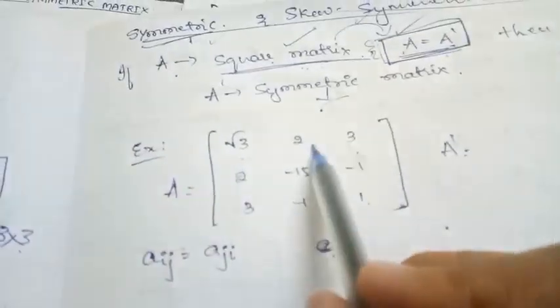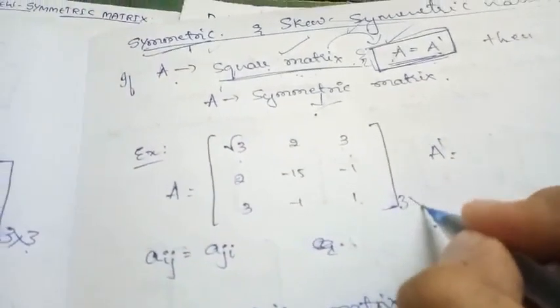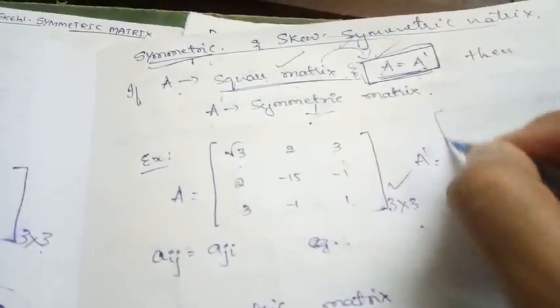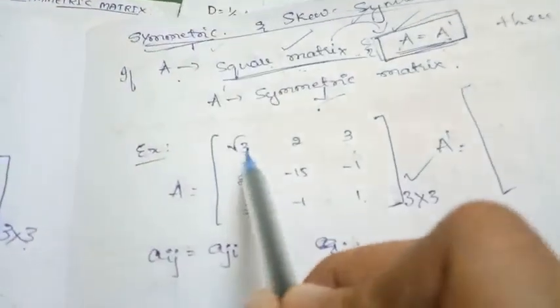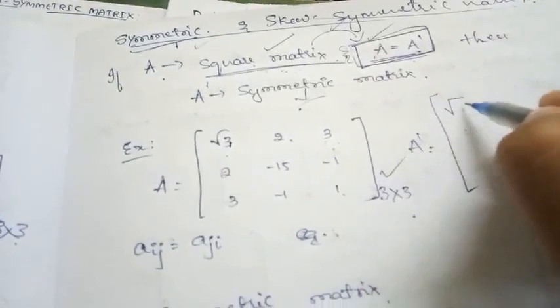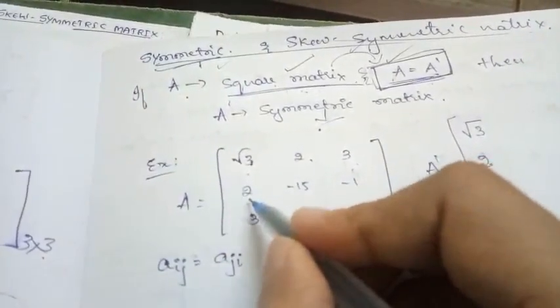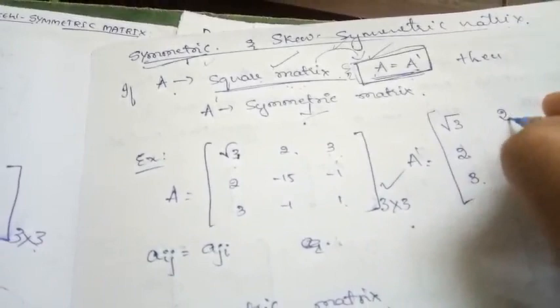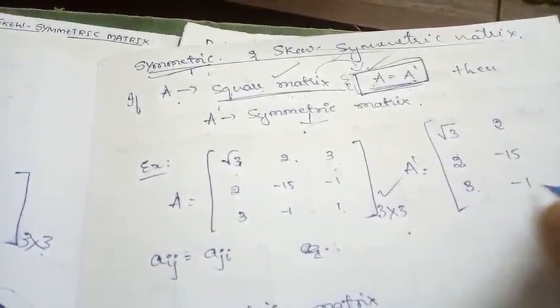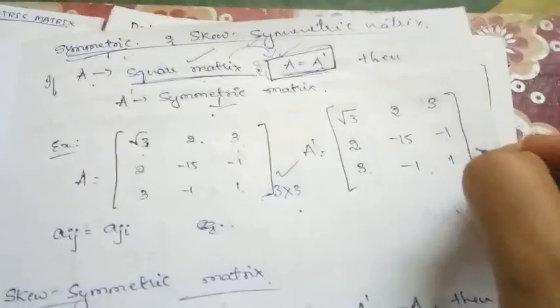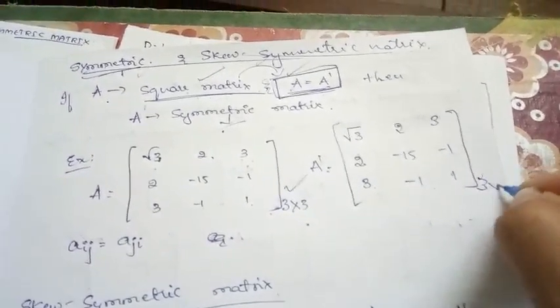You can see here, I have taken one example, root 3, 2, 3, which is of order 3 cross 3. Is it a square matrix? Yes, 3 cross 3, or M is equal to N. Now let us take the transpose. What is our first row? Root 3, 2, 3. The first row is changed into the first column: root 3, 2 and 3. What about the second row? 2, minus 15, minus 1. What about this one? 3, minus 1, 1. Again this one is of order 3 cross 3.